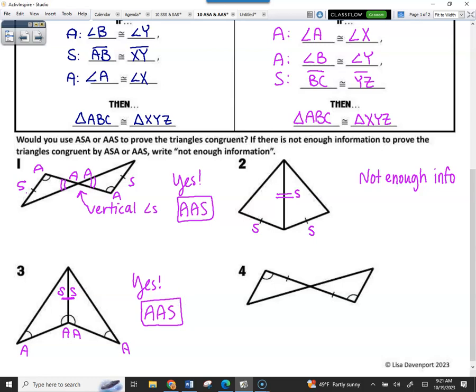I would love for you to finish this practice sheet and us be able to go over it tomorrow, okay?